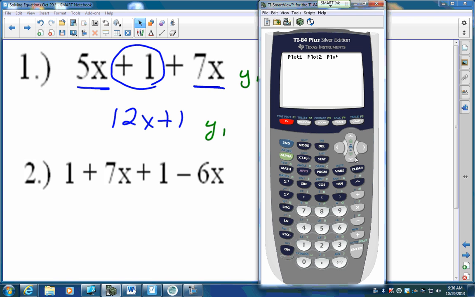So I go up here to y equals, and I'm going to put in there 5x plus 1. Oops, forgot my plus 7x. Plus 7x. And in y2, I have 12x plus 1. Second graph. With expressions, you have to look and see that all of y1 and y2 are the same. So since they're the same, that means that they're correct.